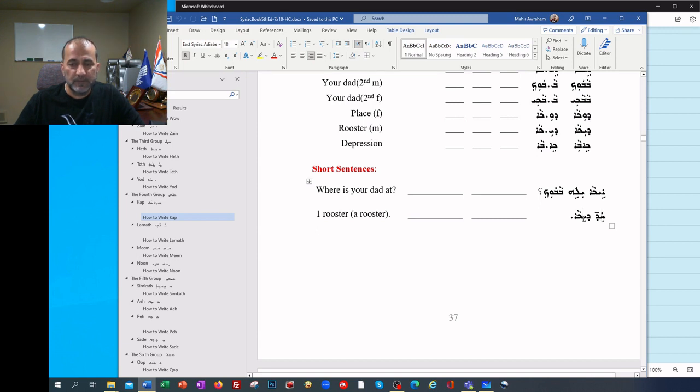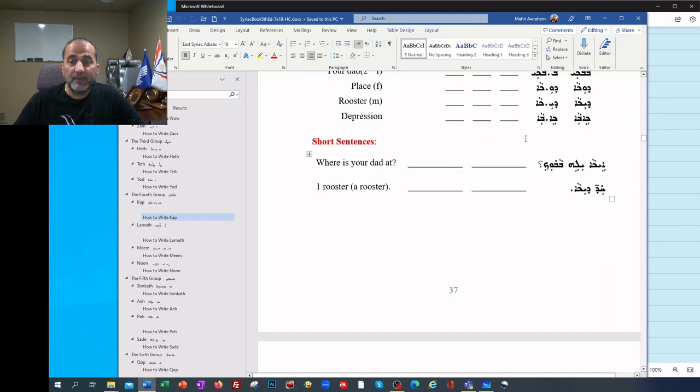The next one, ΙΚΑ means one rooster or a rooster. And again, I mentioned cha for masculine and gda for feminine, which could also be used as a, an, like the English. That's about the fourth group.